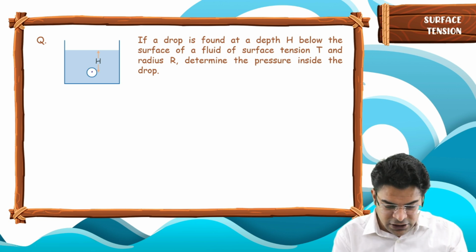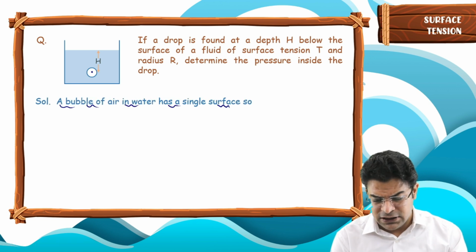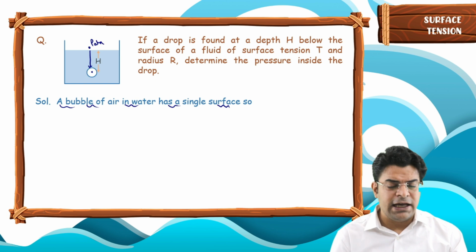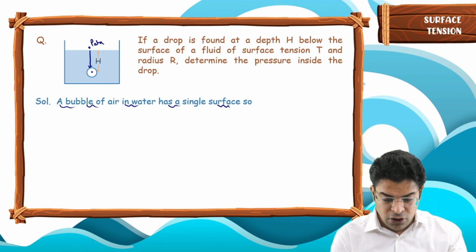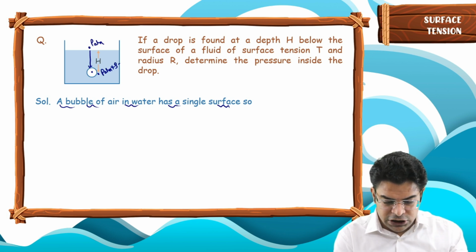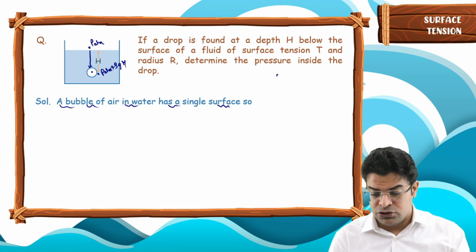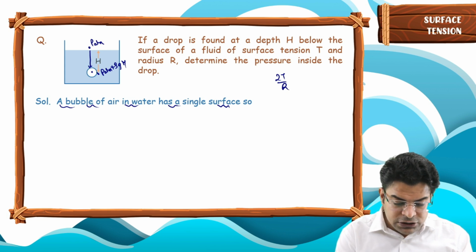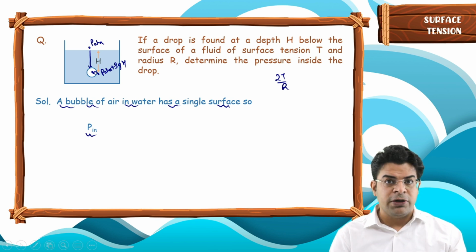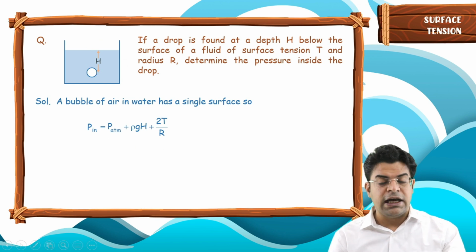So how to write the pressure here? You will say a bubble of air in water has a single surface. So here the pressure is PATM. Yes. Going down by distance h, pressure will increase by rho gh. So just outside this drop, the pressure will be PATM plus rho gh. We know that the excess pressure inside a drop is 2T by r. So going from outside to inside, the pressure will increase by 2T by r. Hence we can say the pressure inside has to be equal to PATM at top plus rho gh plus 2T by r. This will be the pressure inside the drop.